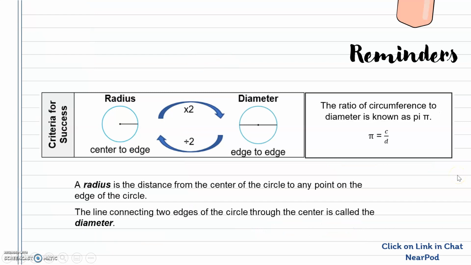So these are just some reminders that you have already looked at. We have looked at both the radius and the diameter, and knowing how to find our circumference. Remember, the radius is from the center of the circle to the edge, and our diameter is from edge to edge.